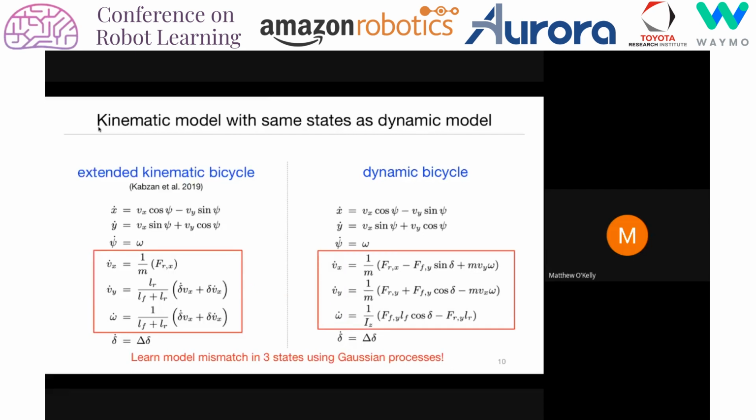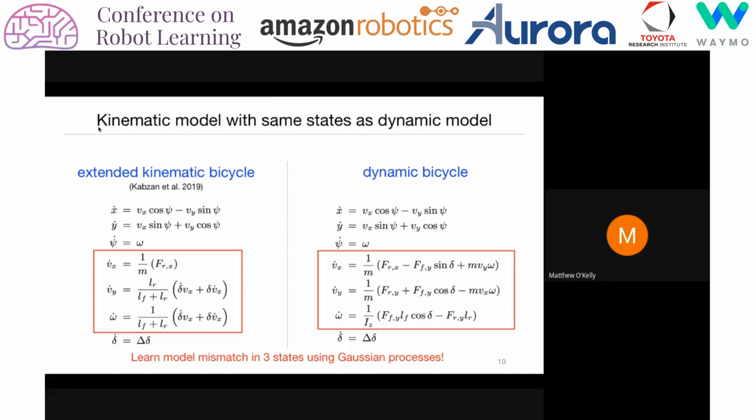Instead, our approach uses an extended kinematic model, which includes the angular and lateral components of the acceleration. But unlike the dynamic bicycle model, it does not require the identification of tire force curves. Since we have discarded the influence of tire forces, there is a residual error between these two models.